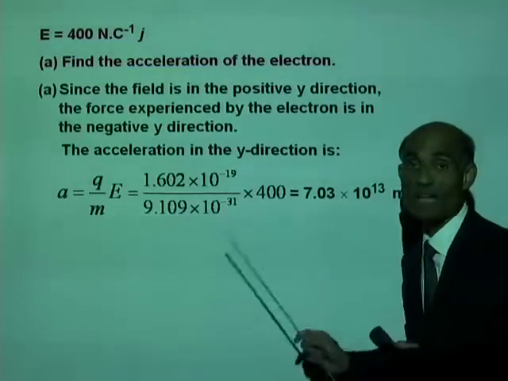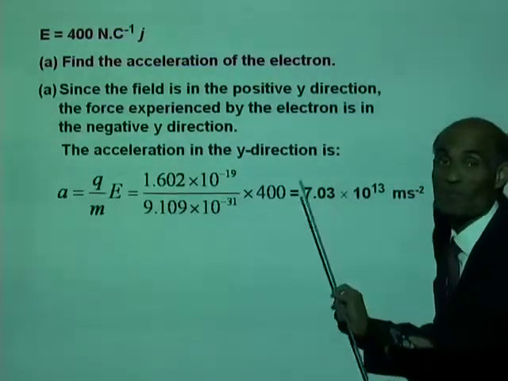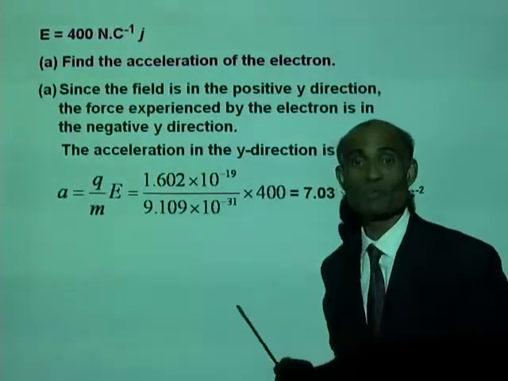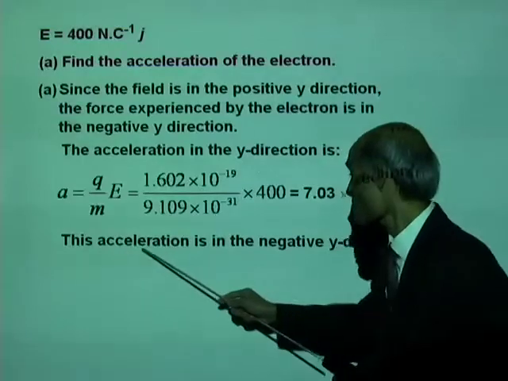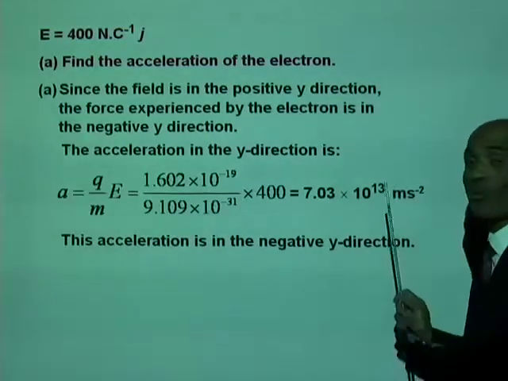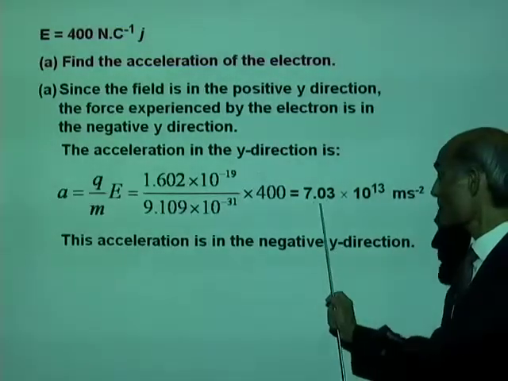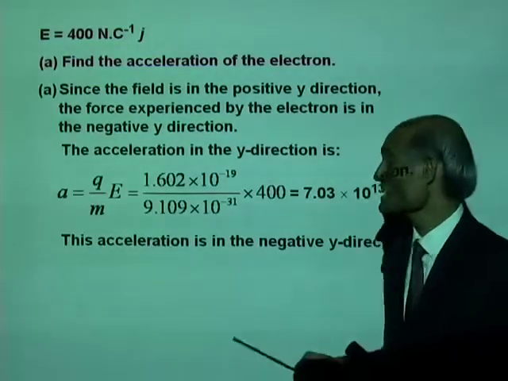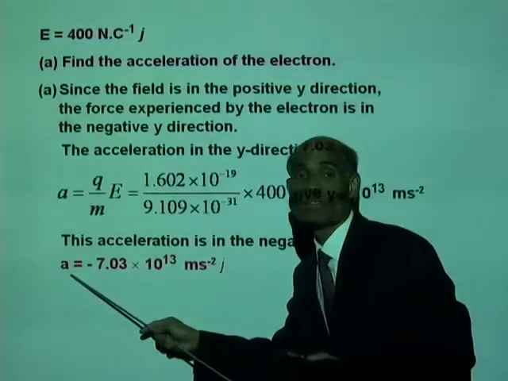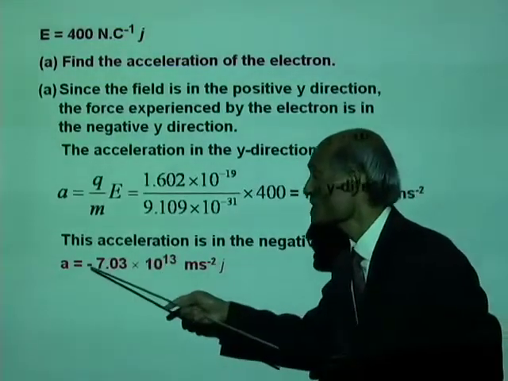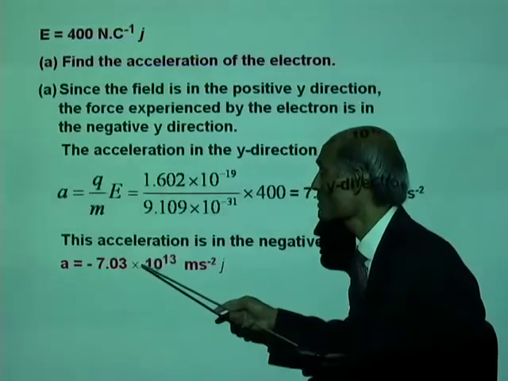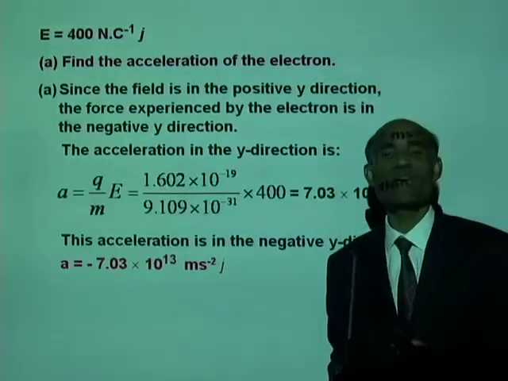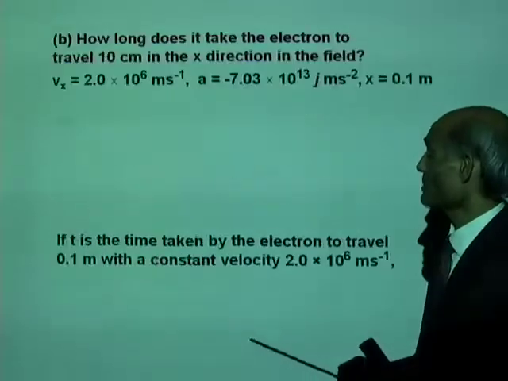Now, you must understand, I haven't given you the direction here. This must be negative J because it is directed downwards. This acceleration is in the negative y direction, so this is just the magnitude. You must understand that it is directed in the negative y direction. So the acceleration must be understood like this: negative 7.03 times 10 to the 13 meter per second squared J. That is the acceleration of the electron.